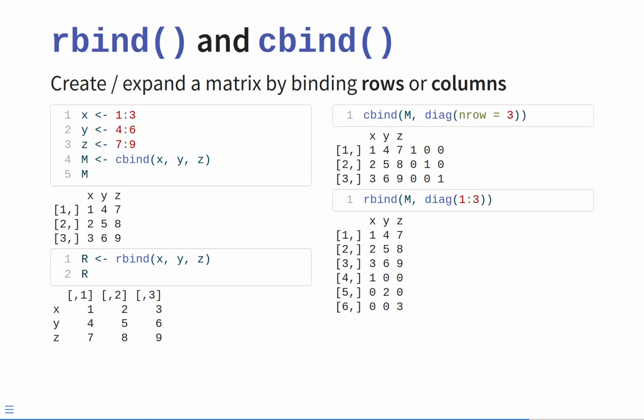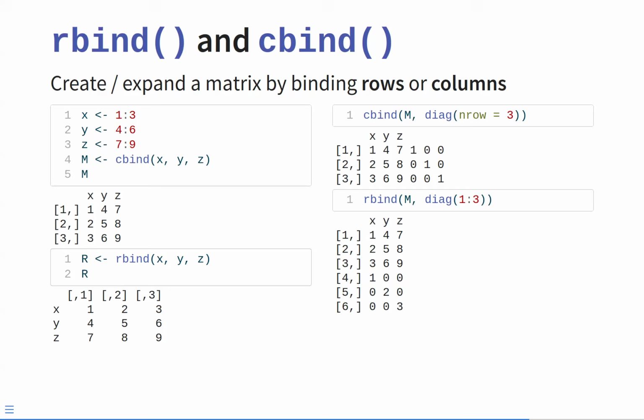The commands rbind and cbind can be used to create or to expand a matrix by binding rows in the case of rbind, or binding columns in the case of cbind. So let's take a look at a little example. I've got a few vectors here, x, y, and z, and I'm going to cbind them. I'm going to column bind them to create a matrix M. You see what happens? The vector 1 to 3 gets put next to the vector 4 to 6, which gets put next to the vector 7 to 9.